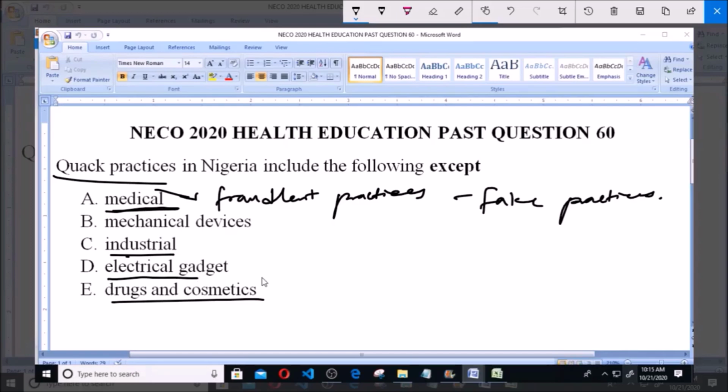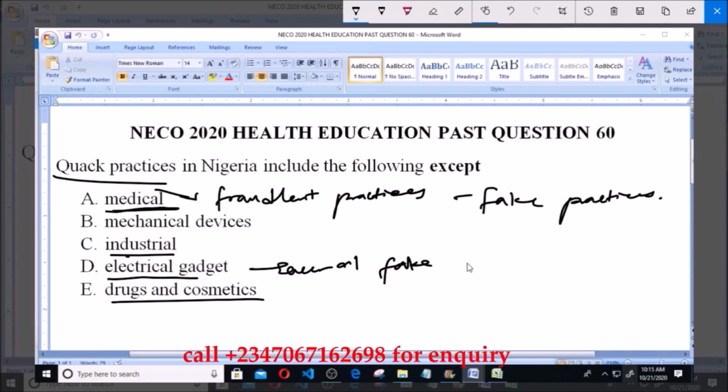Now in electrical gadgets also, there are several fake electrical gadgets. Let's take for instance our phones, that is the mobile phone. You observe that we have fake mobile phones and the original mobile phones. So these are quack practices. Also drugs and cosmetics is a large part where quack practices can be found, most especially drugs. You will find fake drugs here and there, even the cosmetics, the creams that we use, you find fake here and there.